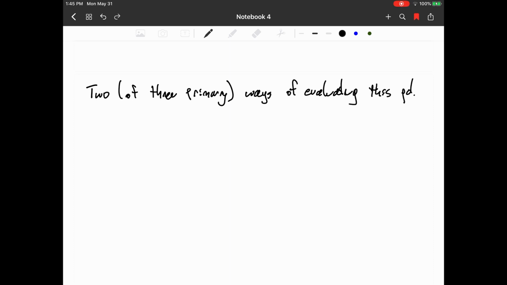This policy. Okay, so the first one is what we call compensating variation.